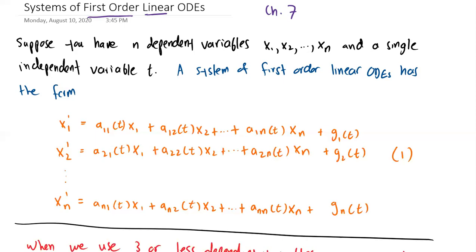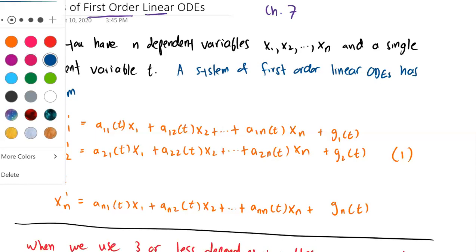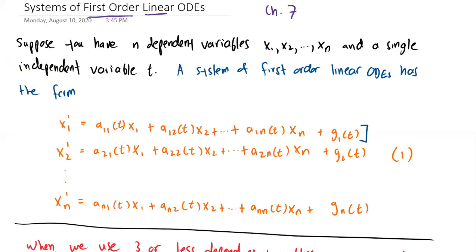So a system of first order linear ODEs has this general form. You have x1 prime equal to some function of t times x1, plus some function of t times x2, all the way to some function of t times x sub n, plus some function of t, which we call g sub 1. Now, there are more equations in this system, but for now let's focus on just this one equation. Notice that this is linear. How do we know it's linear?